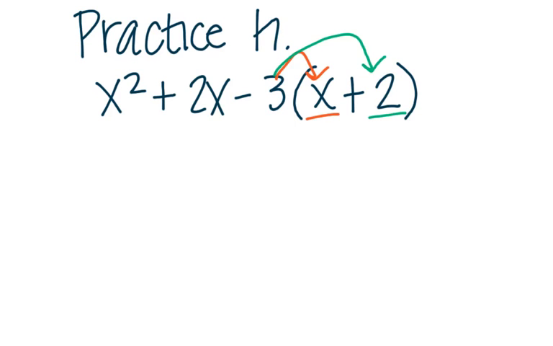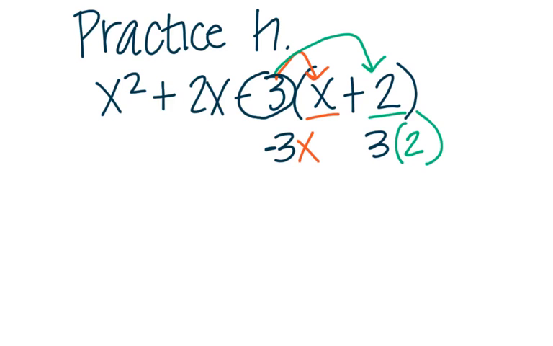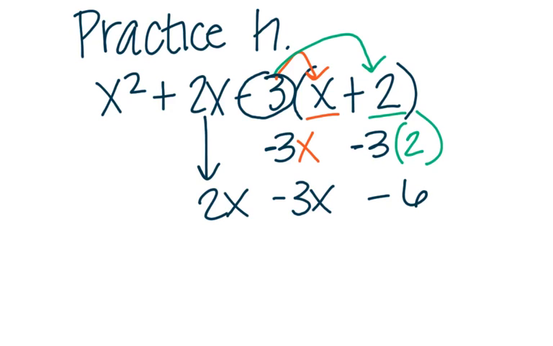Okay, so remember we're going to focus on the parentheses first. Okay, so I have my 3, and that's going to get multiplied by my x. And my 3 is also going to get multiplied by my positive 2. Oh, but you know what I forgot? This is a negative 3. So my negative 3 is going to get multiplied by my x, and my negative 3 is going to get multiplied by my 2. So I end up with a negative 3x and a negative 6. And now we can bring down my 2x and my x squared.